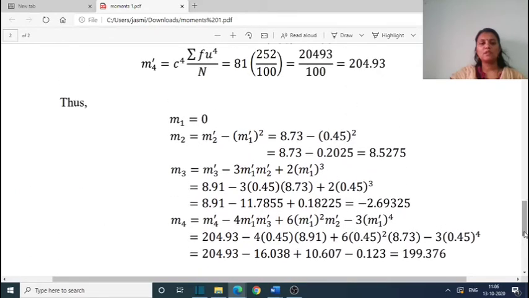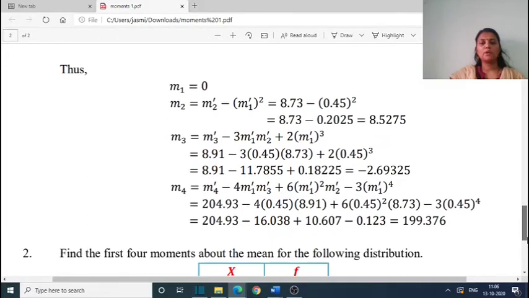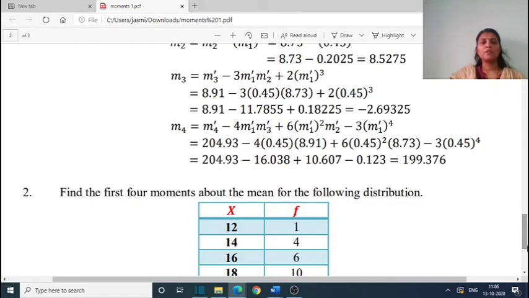Thus m1 is equal to 0. m2 is equal to m2 dash minus m1 dash square, which is equal to 8.073 minus 0.45 square, so which is 8.5275. m3 is equal to m3 dash minus 3 m1 dash m2 dash plus 2 m1 dash cube.